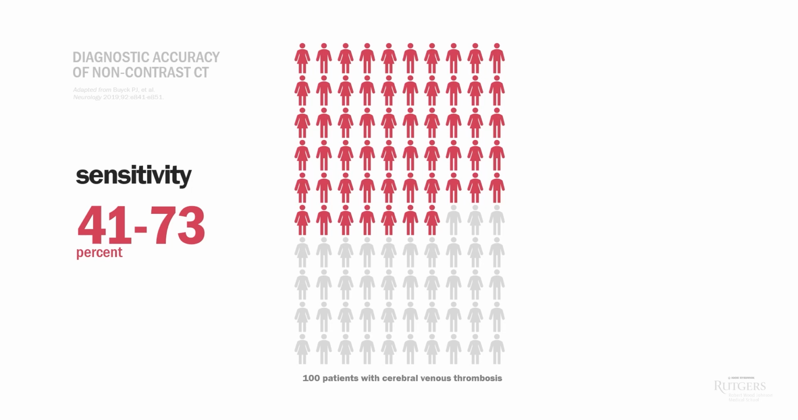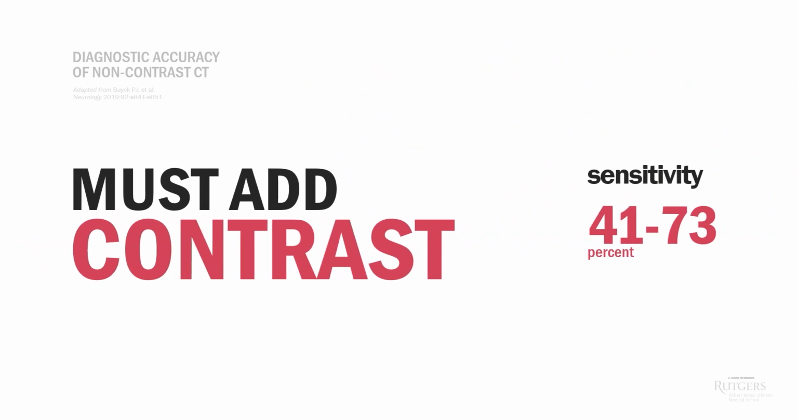But say you do find abnormalities that we discussed. Overall, they're highly specific. A positive CT is much more helpful than a negative one. So how do we increase the sensitivity? Add contrast.